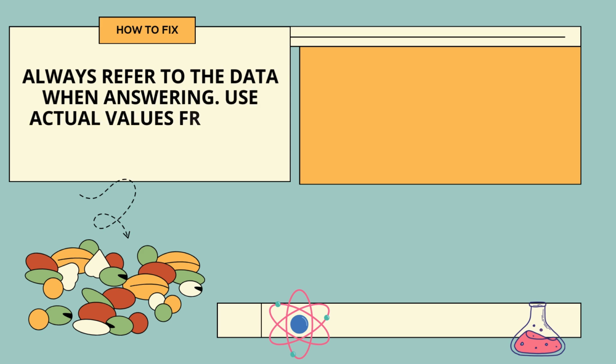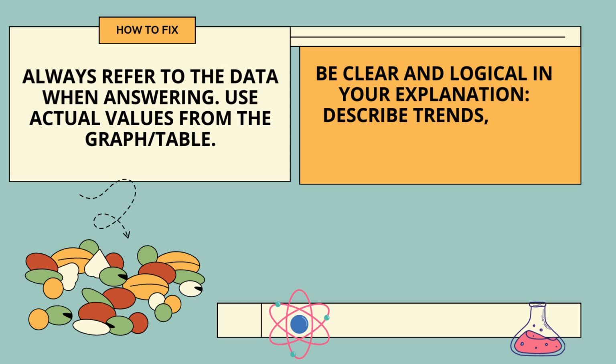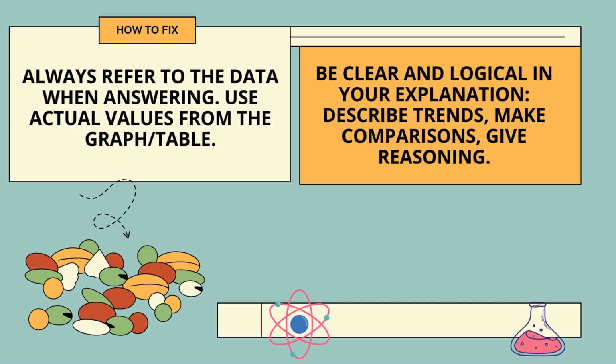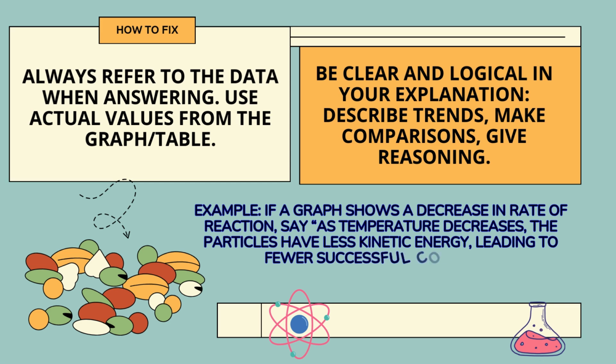Use the actual values from the table. This is the biggest thing. Be clear and logical in your explanation. Describe trends, make comparisons, give reasoning. For example, if a graph shows a decrease in the rate of reaction, say: as the temperature decreases, the particles have less kinetic energy, which leads to fewer successful collisions, and hence the rate will decrease. So write the full explanation.